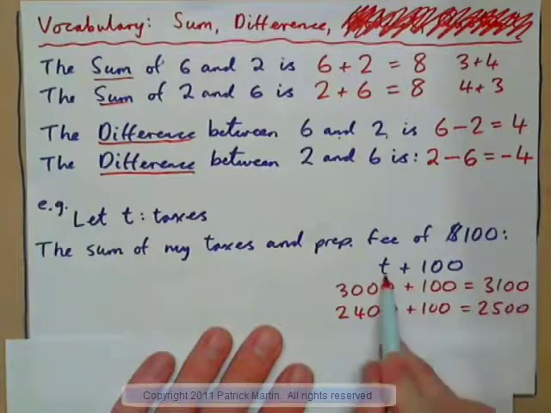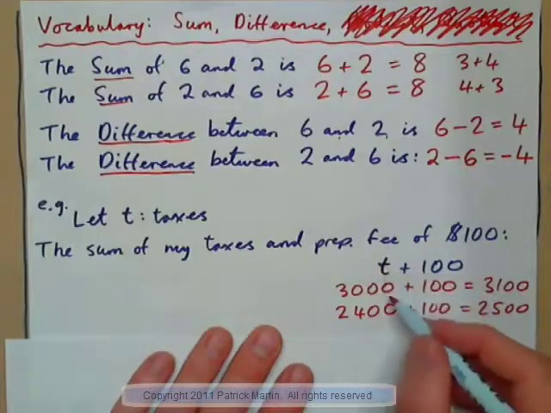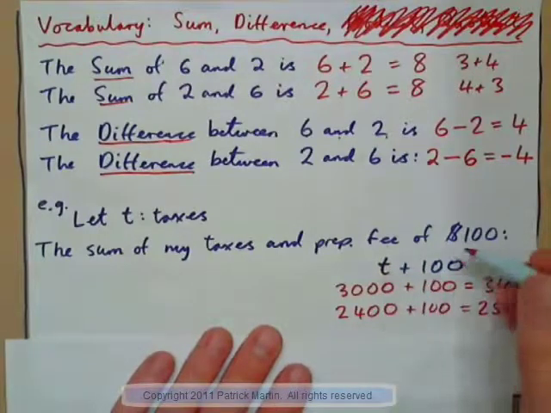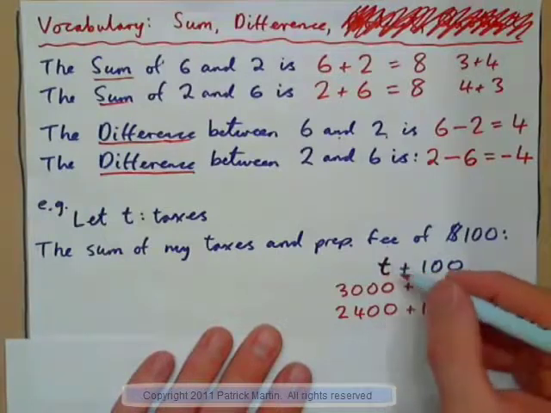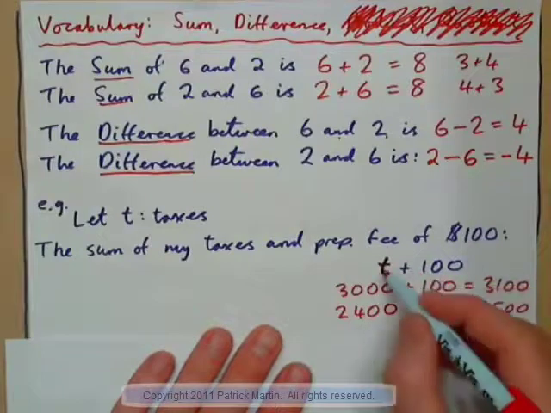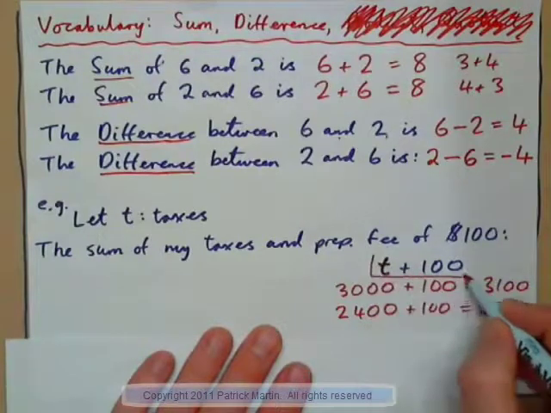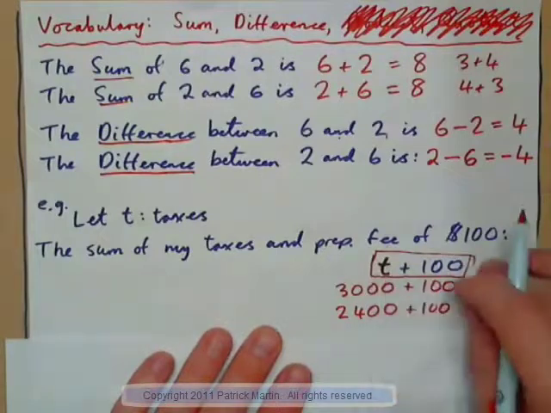We use letters to represent numbers when we don't know what the number is yet. That's one use of algebra, to write T in place of your taxes, because you don't know what your taxes are going to be yet this year. So we'll just call it T for now. But this is what you're going to have to pay, your taxes plus the preparation fee. So T plus 100 represents what you have to pay.